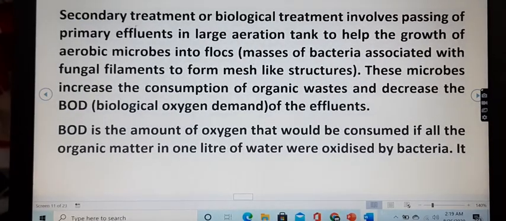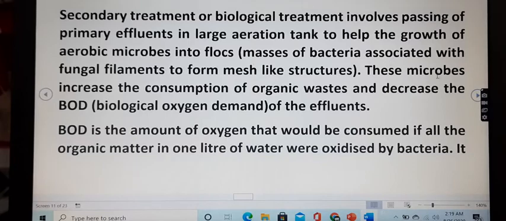So secondary treatment is what? Secondary treatment or biological treatment involves passing of primary effluents in large aeration tanks, as you have seen in the picture, to help the growth of aerobic microbes into flocks. Masses of bacteria associated with fungal filaments to form mesh-like structures. These masses of bacteria are there, and along with them the fungal filaments are there, and they form the mesh-like structures.